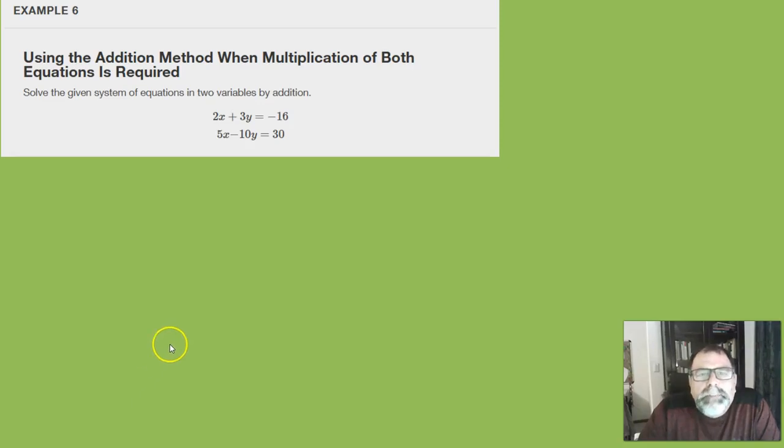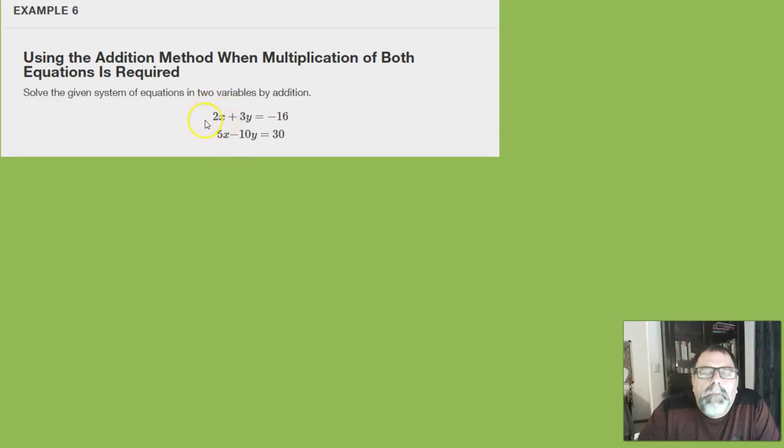Okay, for example 6, you have to multiply both equations by a number to cancel out a variable. So your first thought is, do you want to get rid of x or do you want to get rid of y? It doesn't matter. If you're looking at y, you can say, well, I can get rid of the y's easier because one's positive, one's negative, so I just got to multiply by positive numbers.